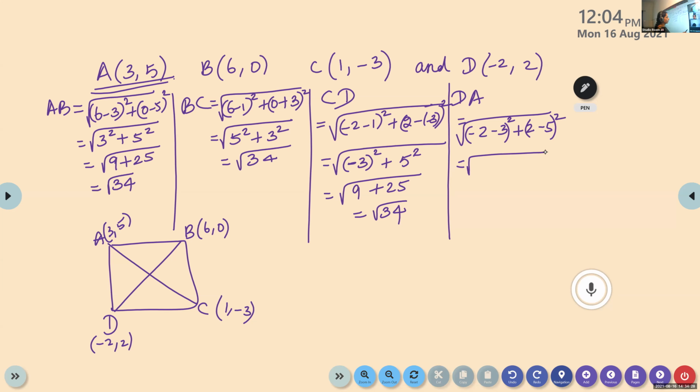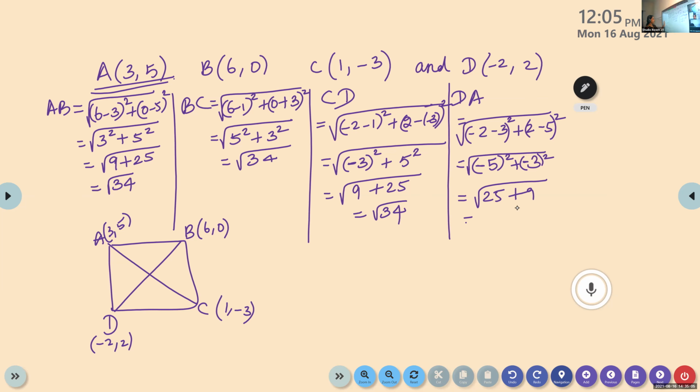-2, -3. -5, the whole square, plus 3 square. So it is root of... Actually, you'll get -3 the square, but it is being squared. We can write it as plus... Okay, so it is the same as 25 plus 9.